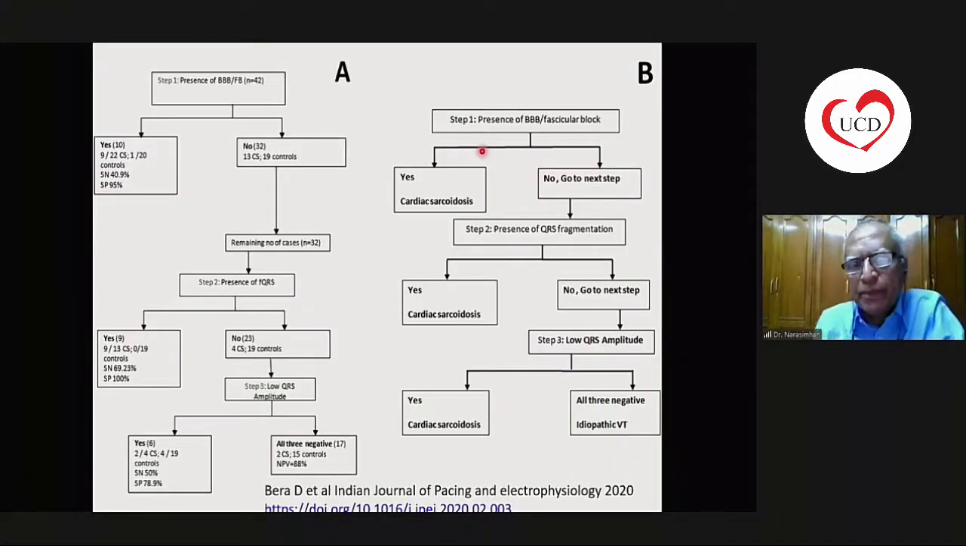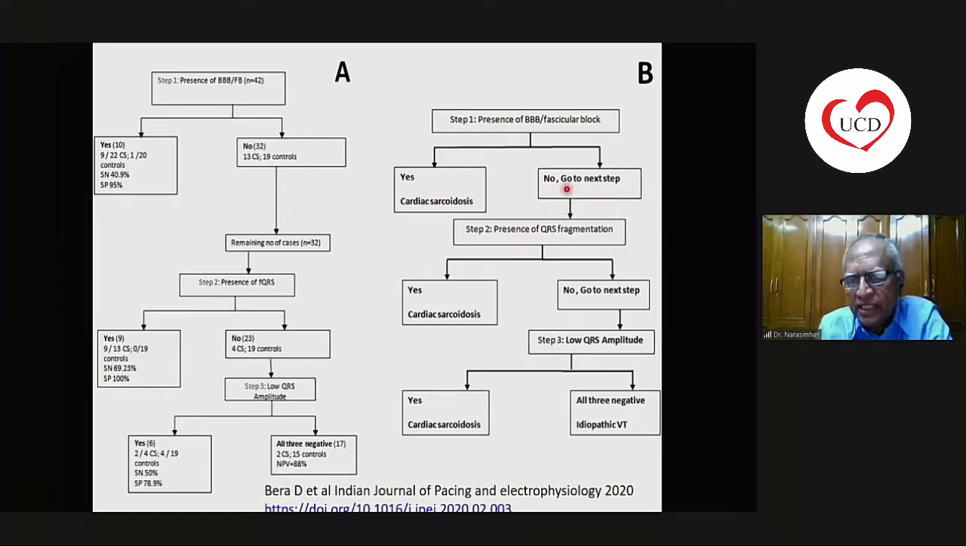This is what Dave looked at. Patients who were passed off from centers as routine patients with RVOT-VT or benign PVCs, if they have the presence of a fascicular block or a bundle branch block, there's a very high probability that it is underlying granulomatous disease.